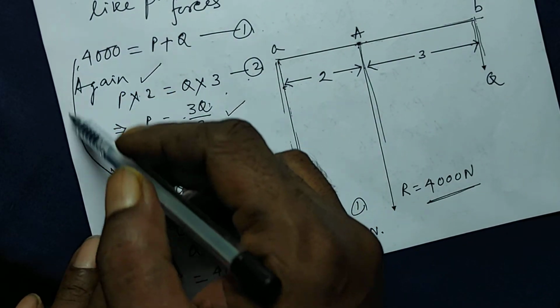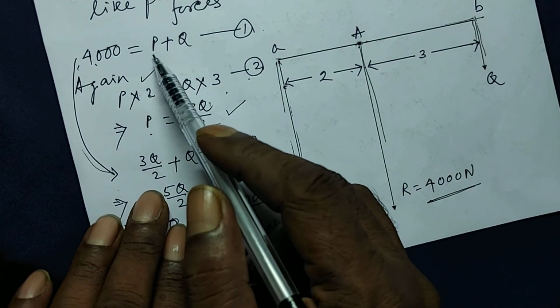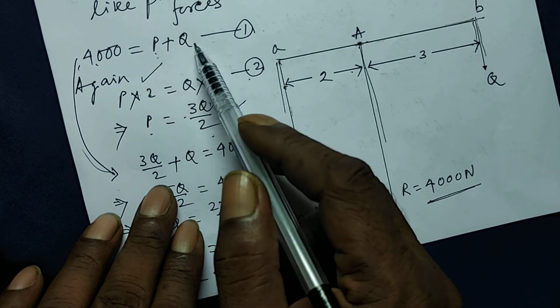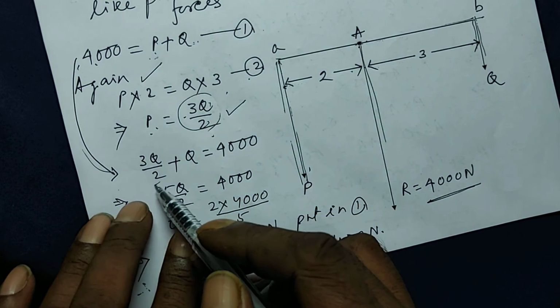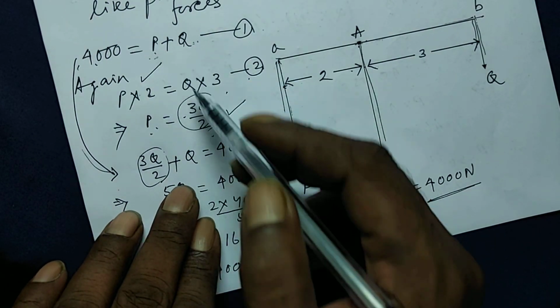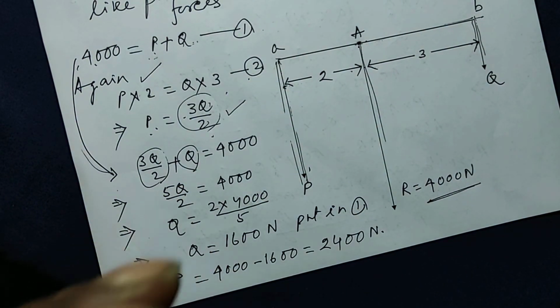Now come back here. Your 4000 Newton is equal to the arithmetic sum of P and Q. So for P, I write 3Q over 2, and Q I keep as is, equal to 4000.